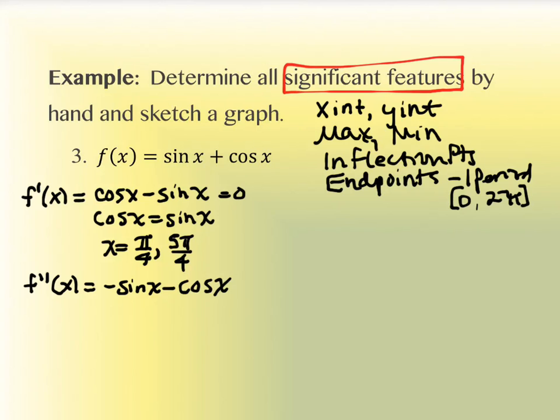Is everybody good with that? All right, so we're going to use that right here with these particular points to find out whether or not these points are maxes or mins. So we're going to evaluate f double prime of pi fourths and f double prime of 5 pi fourths. To do pi fourths, I need to plug pi over 4 into the second derivative. So this is negative sine of pi fourths minus the cosine of pi fourths. What in the world is the sine of pi fourths?